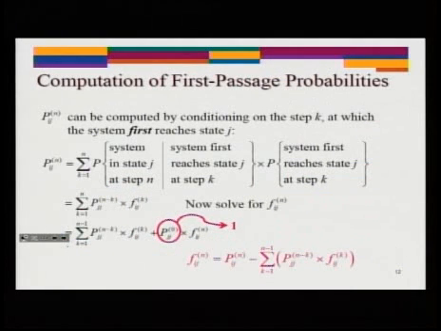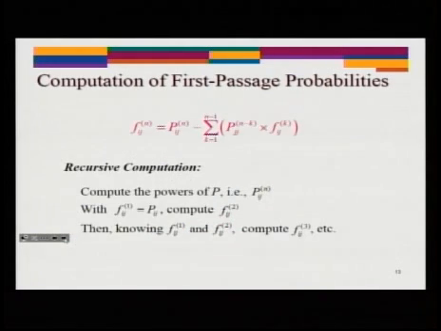And last time I also showed you how we come up with this n-step first passage probability, right? To obtain the first passage probability, we need to do what is called recursive computation. And I showed you how to do it using an example problem, right?